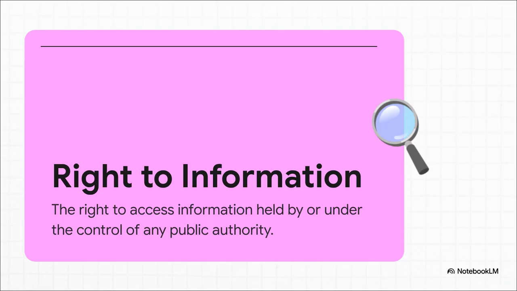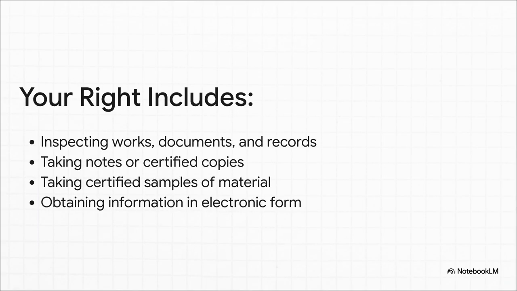And this gets to the absolute core of it all. Section 3 of the Act is so simple, it's beautiful. It just says that every citizen has the right to information. This isn't some favor the government is doing for you. It's a legally guaranteed right. And this right goes way beyond just getting a letter in the mail. You can actually physically go and inspect government projects or records. You can ask for certified official copies of documents. You can even request certified samples of materials they're using in a public project. It's a really comprehensive right to access.